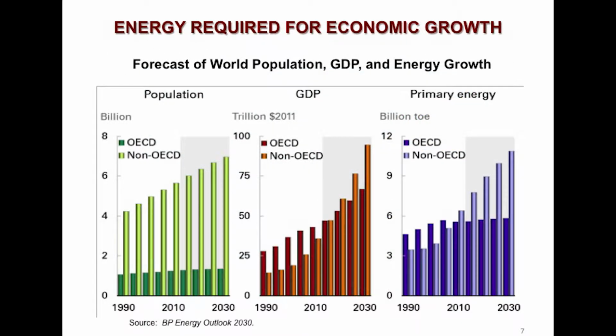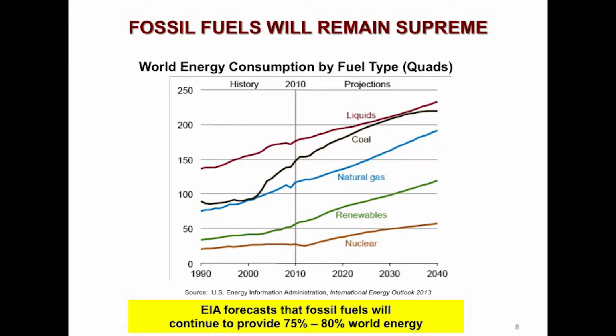Okay, energy is required for economic growth, past, present, and future. Most of the population, most of the growth, and most of the increased world energy use will come from the non-OECD nations, the poor nations, the developing nations, those nations seeking to be developed in primarily Africa, Latin America, and Asia. Next slide, please. Fossil fuels will remain supreme, again, for the foreseeable future. The EIA, the Energy Information Administration, forecasts that fossil fuels will continue to provide, the next 30 or 40 years at least, 75 to 80% of the world's energy. Next slide.